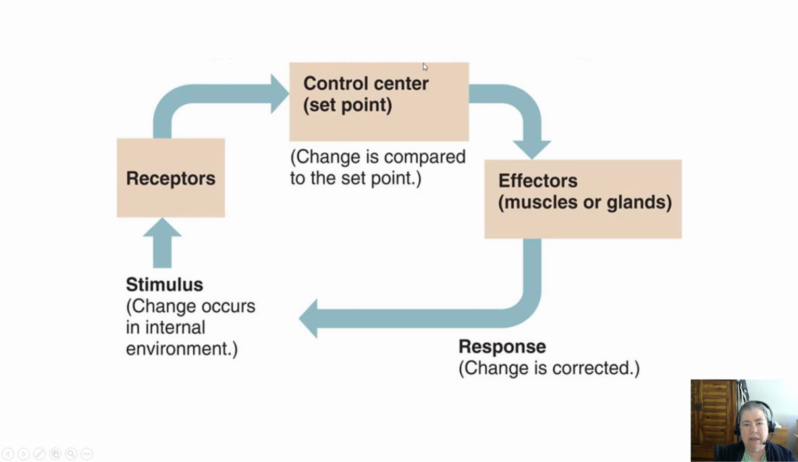That triggers effectors, many of which are glands, some of which are muscles, some of which are in the nucleus of the cell, triggering changes in production of proteins that cause a response to change that internal environment back towards the set point. Okay, so it's a loop, and this is specifically a negative feedback loop.